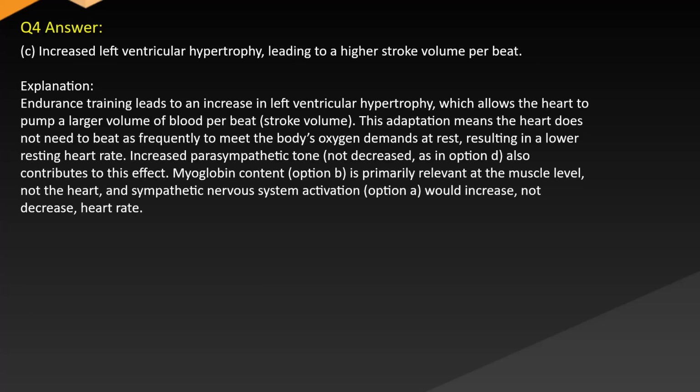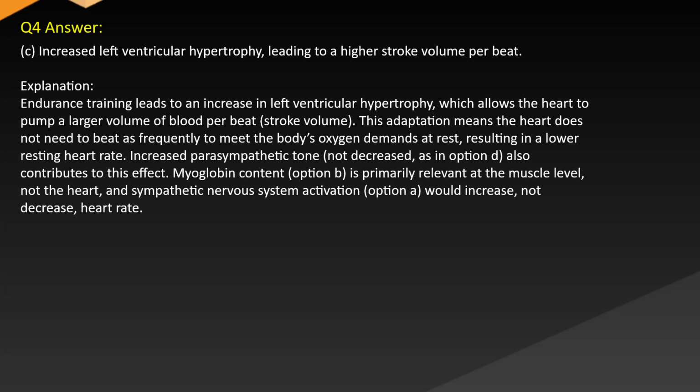Answer C. Increased left ventricular hypertrophy, leading to a higher stroke volume per beat. Explanation. Endurance training leads to an increase in left ventricular hypertrophy, which allows the heart to pump a larger volume of blood per beat, the stroke volume. This adaptation means the heart does not need to beat as frequently to meet the body's oxygen demands at rest, resulting in a low resting heart rate.